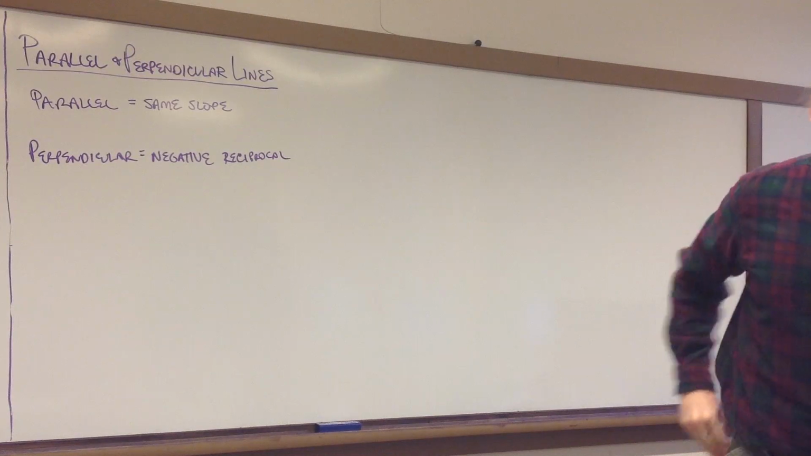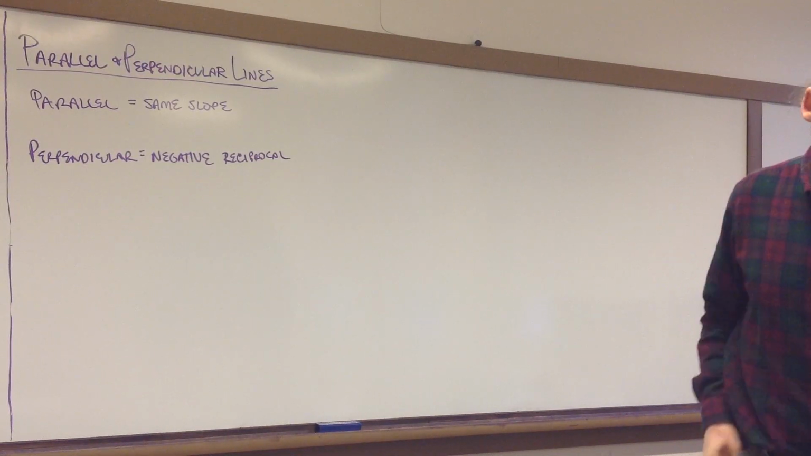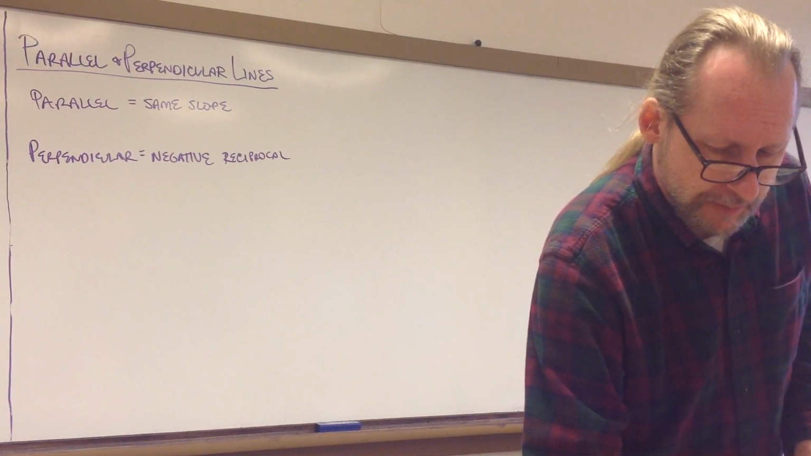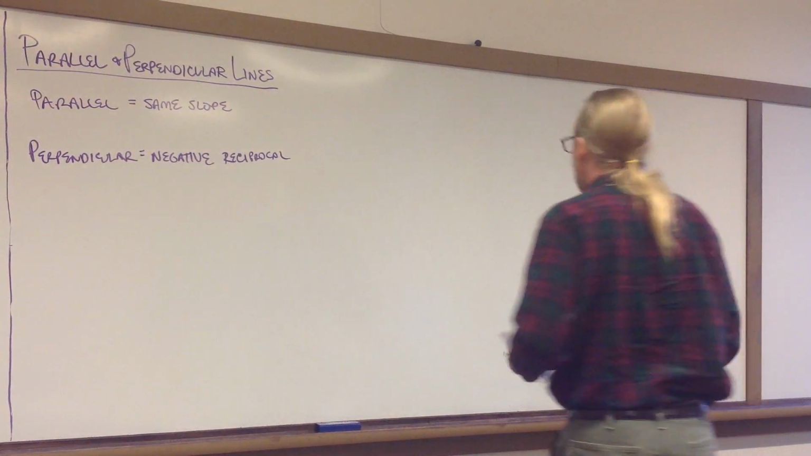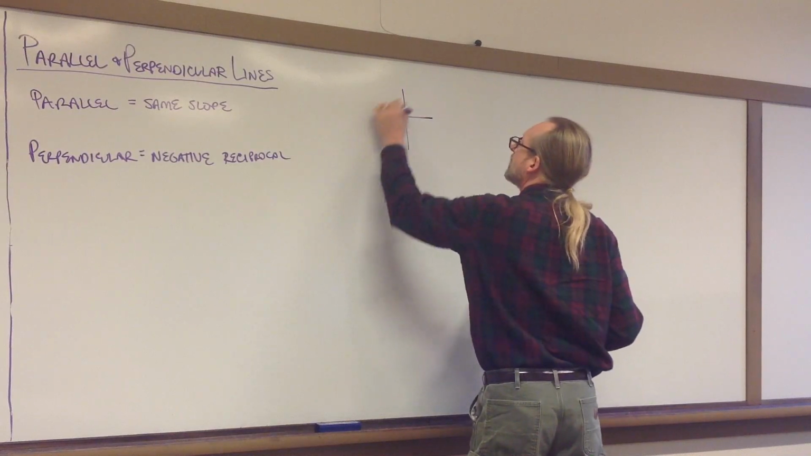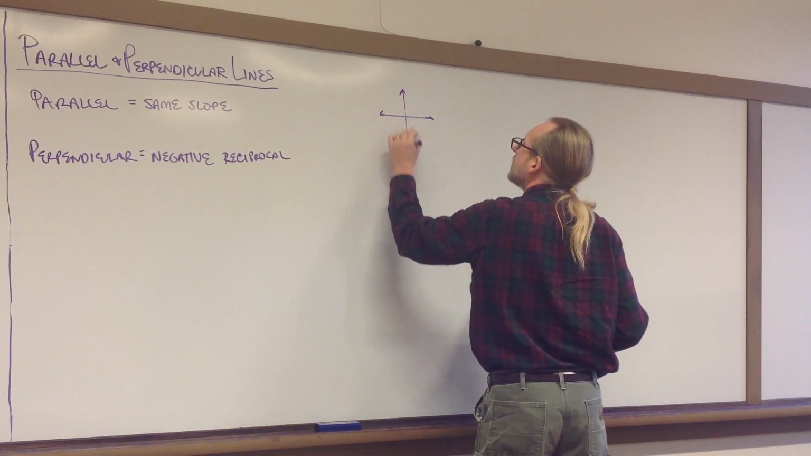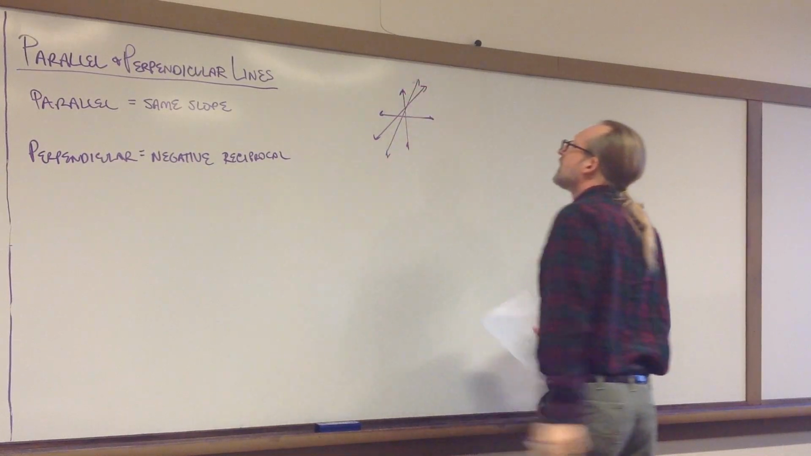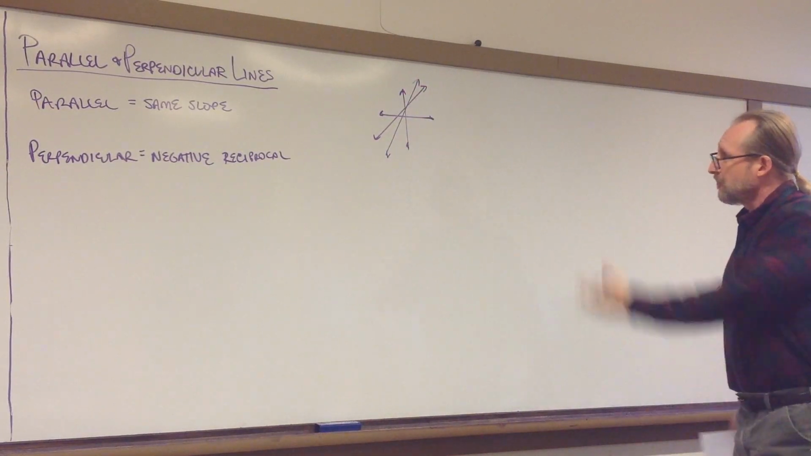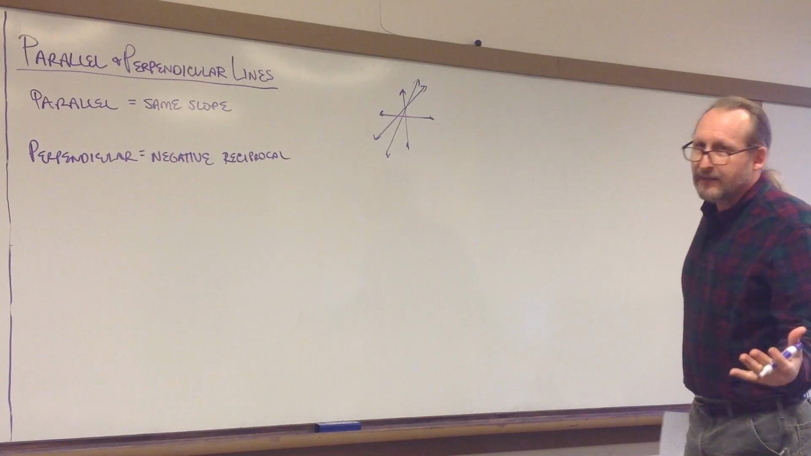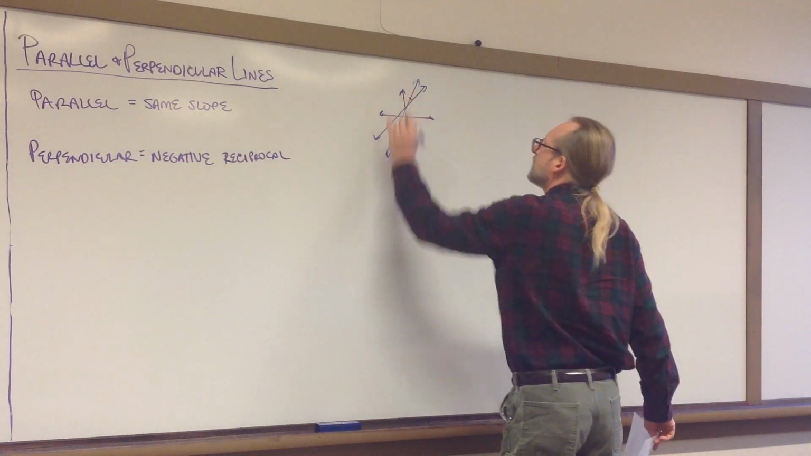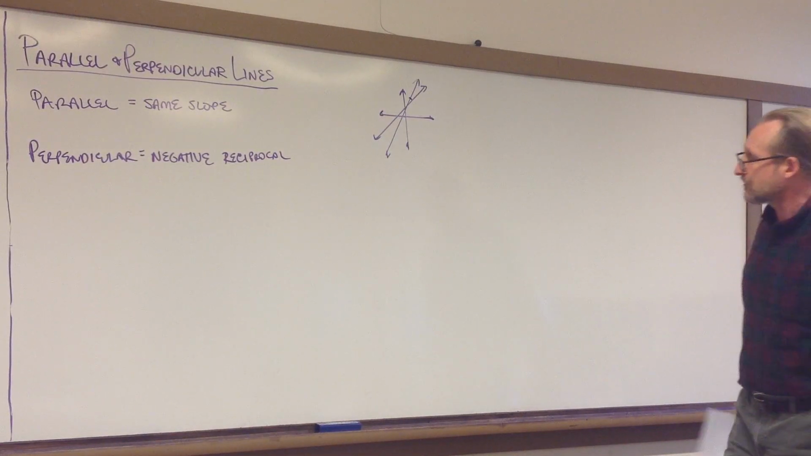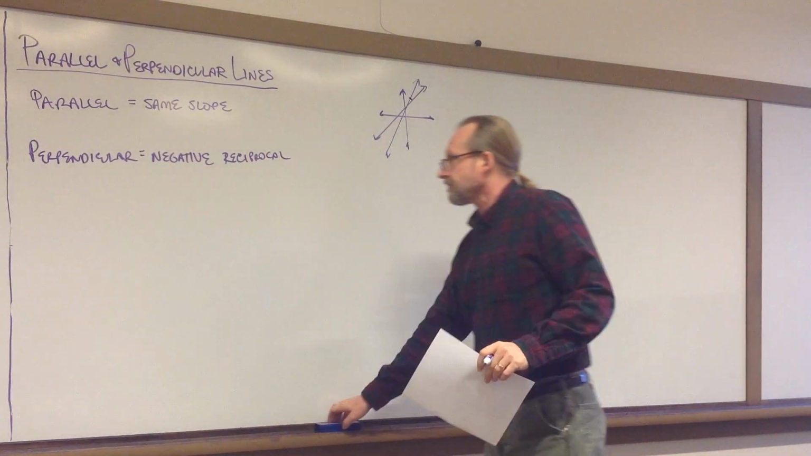So let's take a look at some of these exercises. They start out where you're given two lines, and I ask you, are these lines parallel, are they perpendicular, or are they neither? Okay, so here's an example of two lines that are neither parallel nor perpendicular. They're not parallel because they do intersect each other, and they're not perpendicular because they don't intersect at a right angle. In fact, both of those slopes are positive, so that's an example of neither.